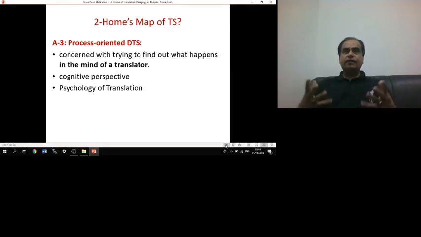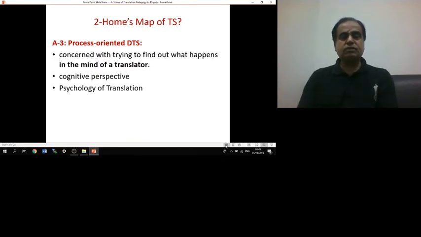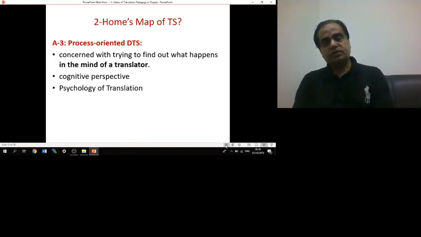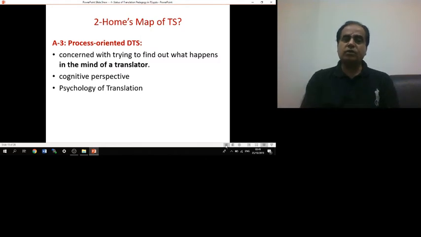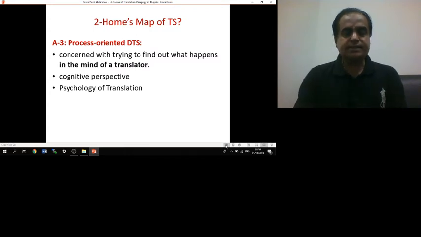There are a lot of ways to conduct research in these areas. There are a lot of tools developed and devised by translation scholars to study the process. I think this is not the time to discuss those tools. These tools shall be discussed in another course, which you might be studying next semester, which is research in translation studies.